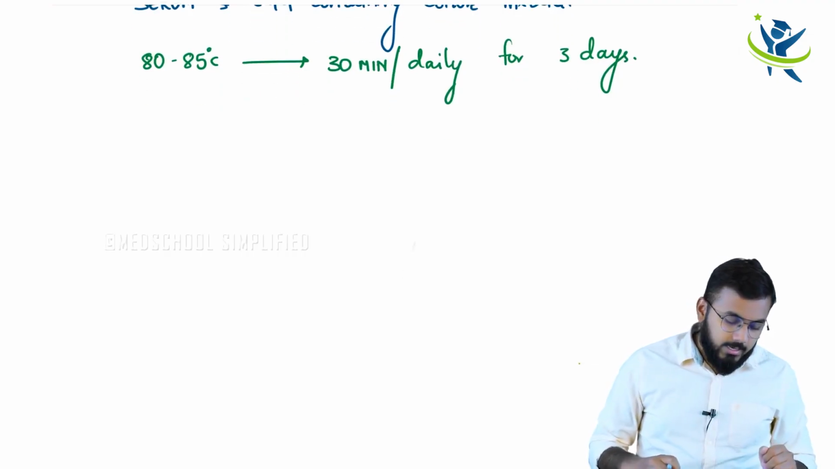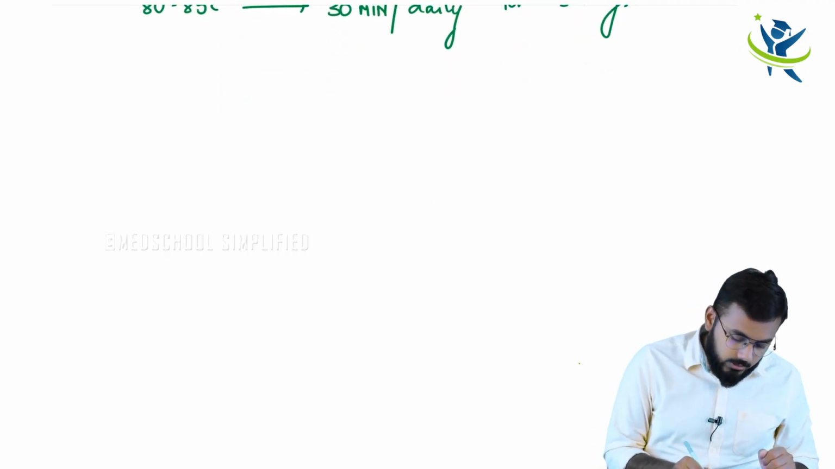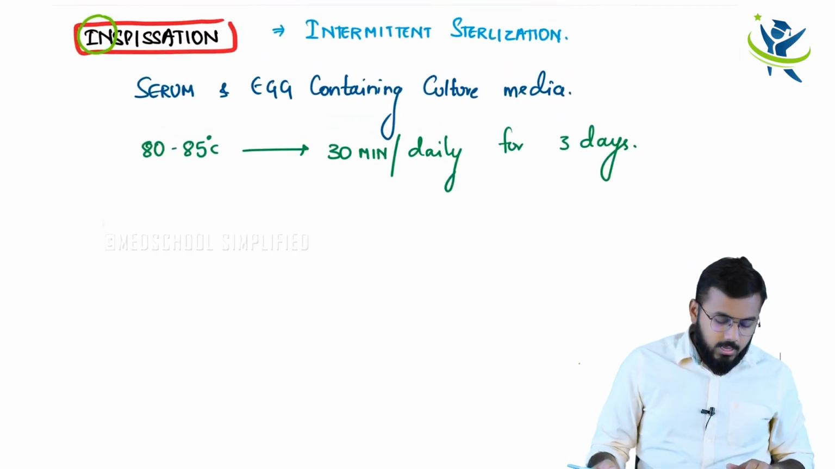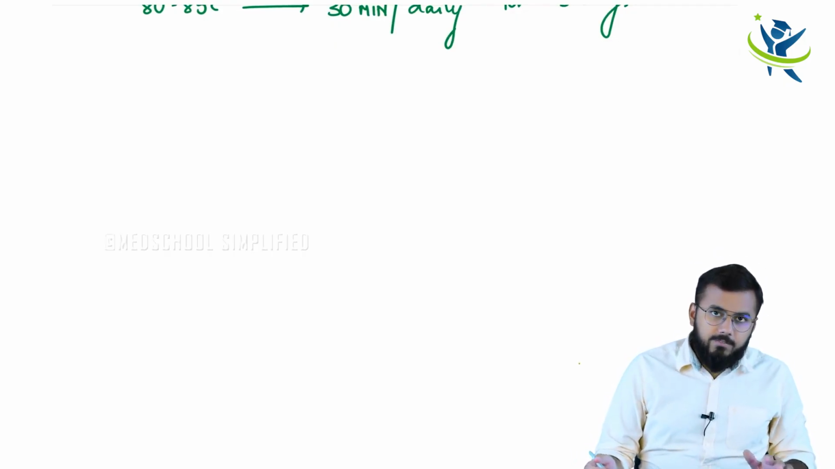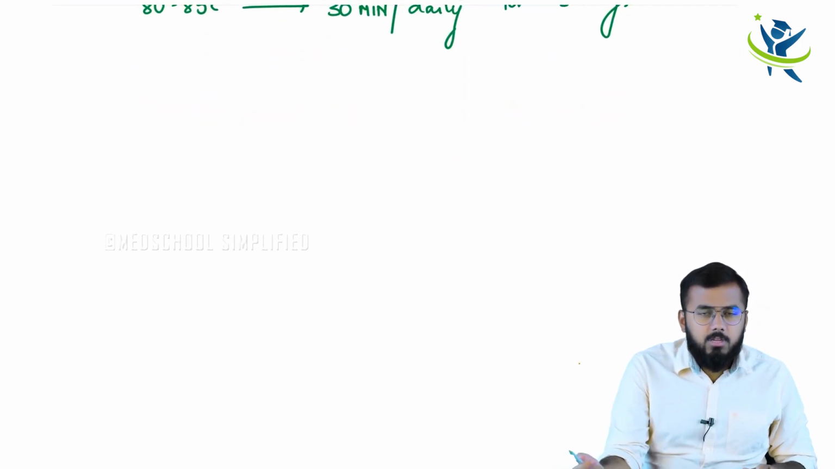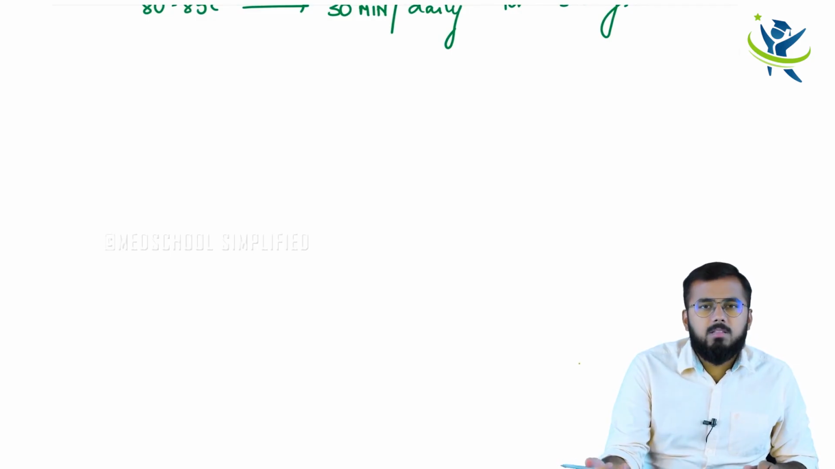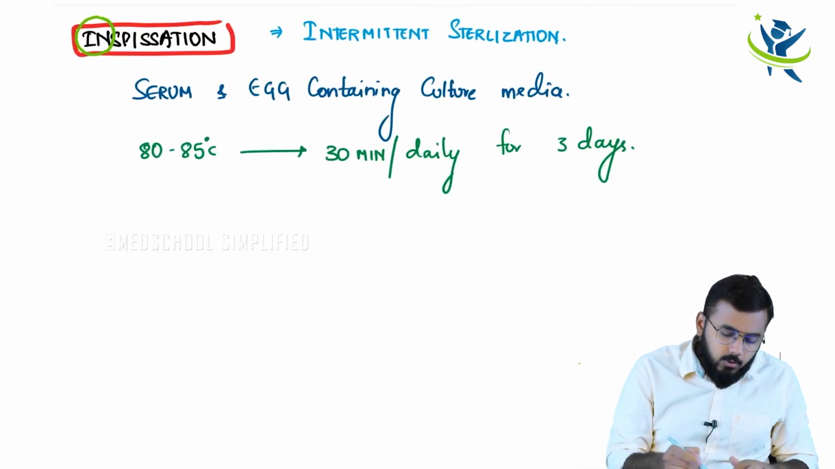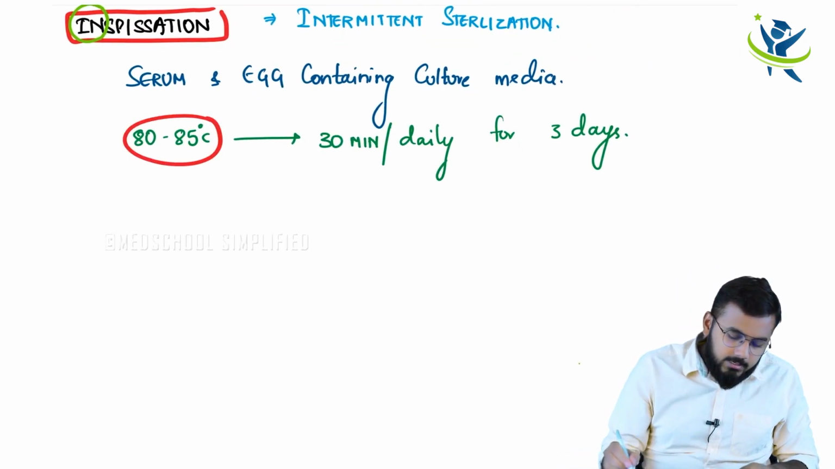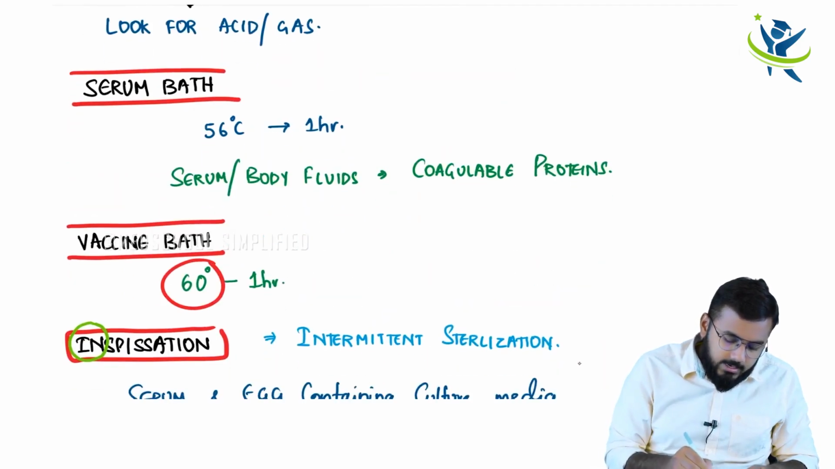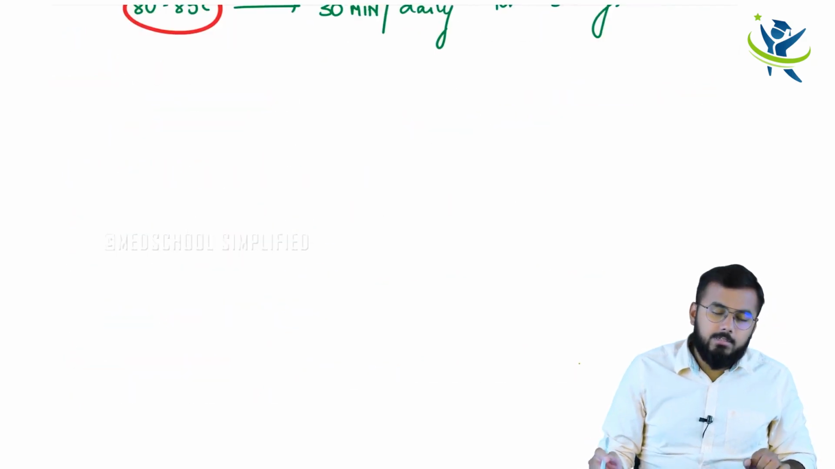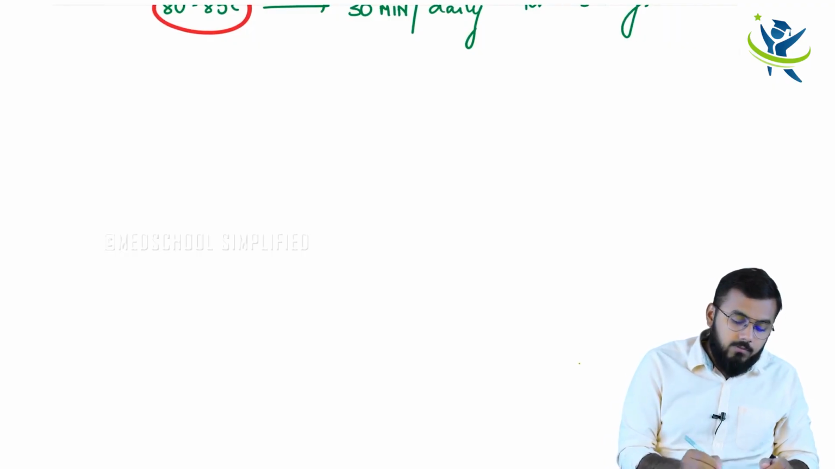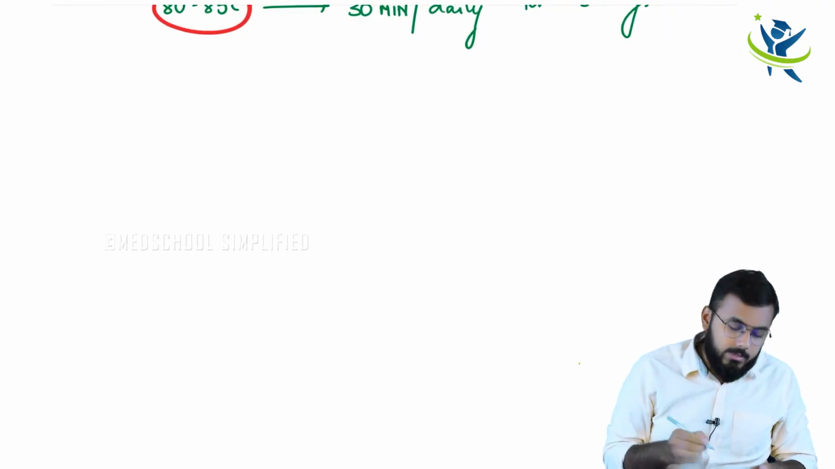Now next important thing is tyndallization. Now what is your concept of tyndallization? But before discussing tyndallization, one thing you have to be sure that we have discussed everything. I mean, we have discussed pasteurization, we have discussed inspissation, we have discussed serum bath, vaccine bath. So in all of them, if you look at the temperatures, they are less than 100 degrees, right? So in all of them, you are using a temperature of less than 100 degrees.